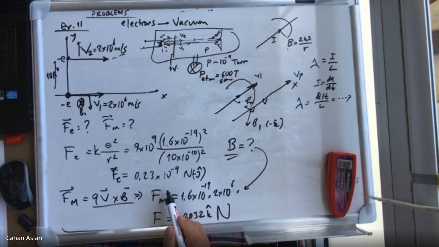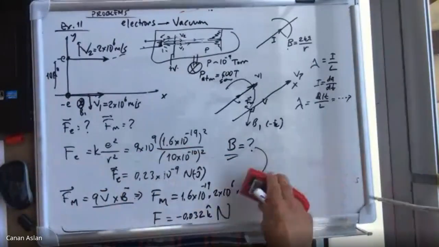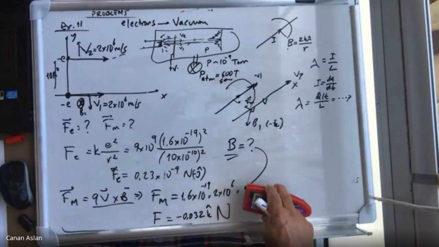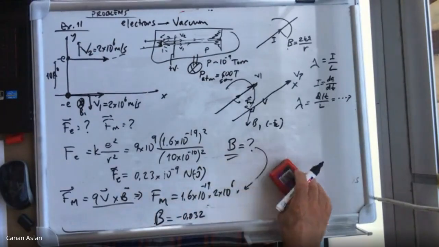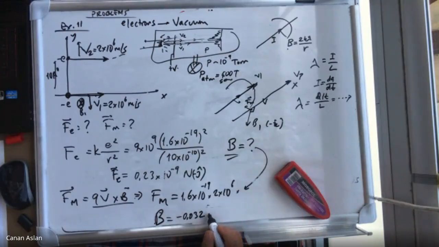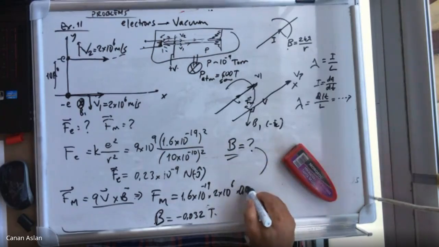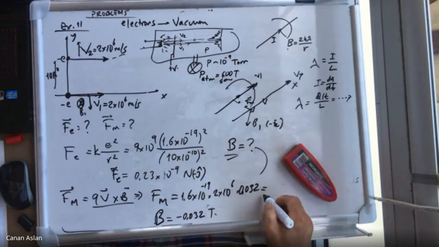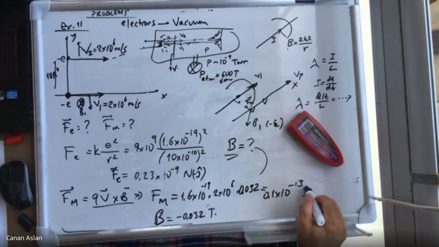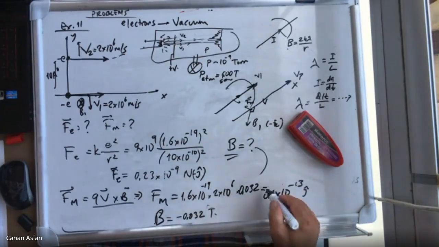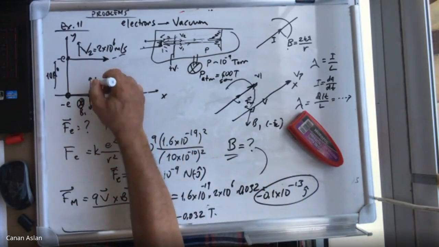So the result is given by this, so this is the magnetic field. The magnetic field is given by minus 0.32 Tesla. When you insert this in this magnetic field, 0.032, you get 0.1 times 10 to the minus 13 in the minus J direction. So now, as you see, this is the electric force, this is the magnetic force.